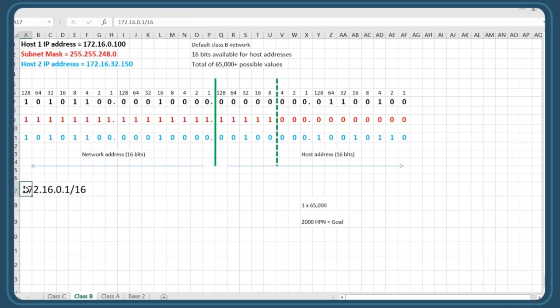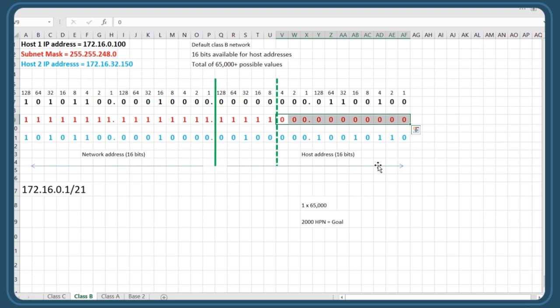And in our CIDR notation, it's no longer 16 ones. It's 16, 17, 18, 19, 20, 21. So we change this to 21, and there is our goal. 11 bits remain to address my hosts. That gives me 2048, and I've accomplished my goal.